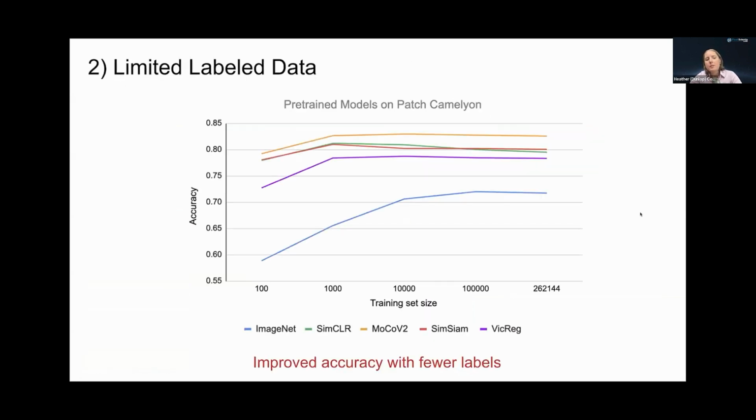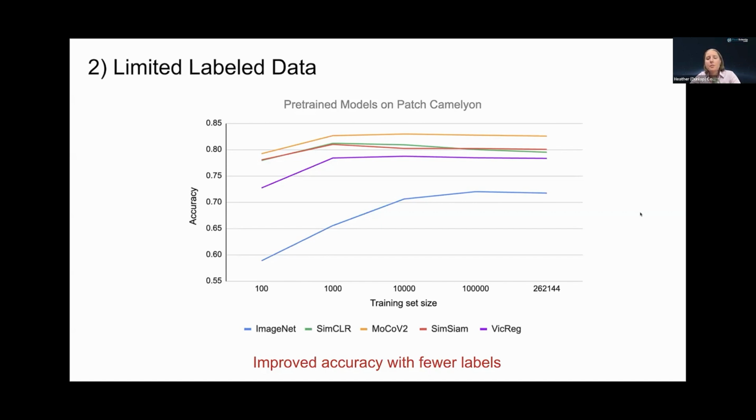The second reason you might choose to use a foundation model is if you have a limited amount of labeled data. So this graph is just a toy example from the patch chameleon datasets, where I pre-train different self-supervised models on this dataset and then use the embeddings to train a supervised linear model to predict the class of these patches. And you can see with an ImageNet-based model with no fine-tuning, these features are not nearly as informative as the ones that were pre-trained on the patch chameleon dataset.